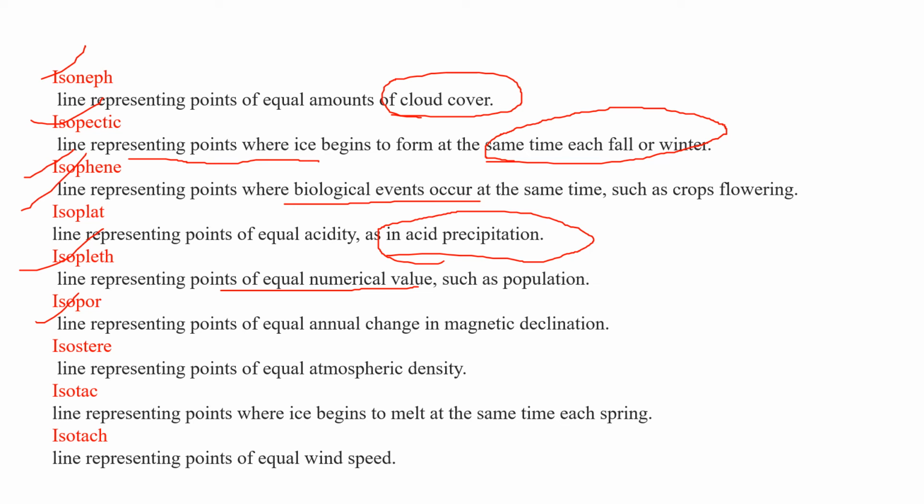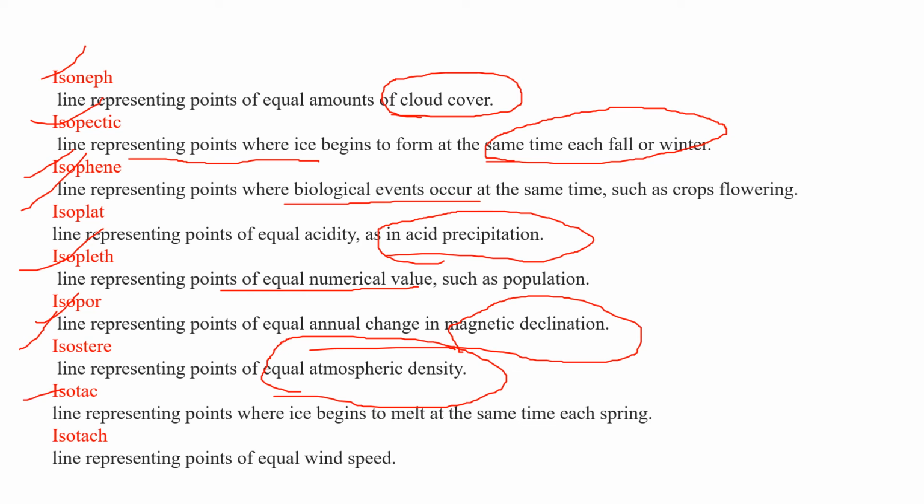Then isopor is known as the annual change of magnetic declination. Isosphere means equal atmospheric density. Then isotac means the line representing points where the ice begins to melt at the same time each spring. Next is isotach, which means a line representing points of equal wind speed.